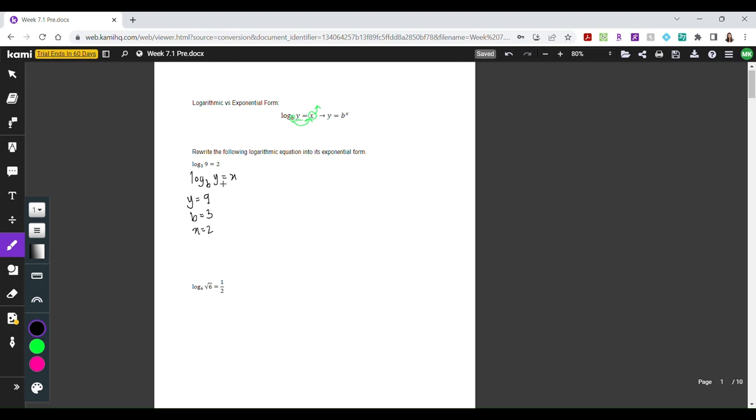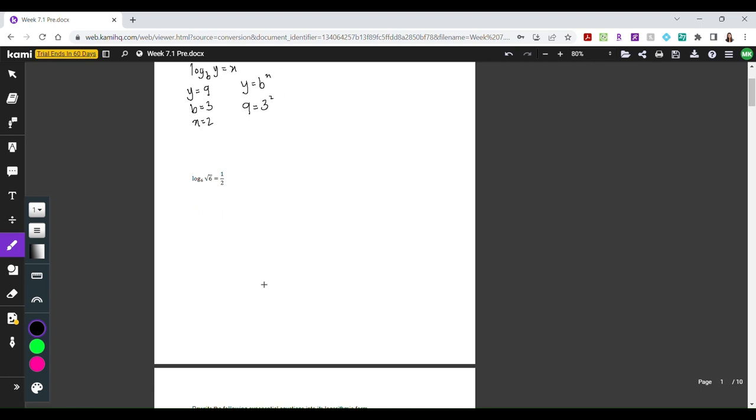When I want to write it as an exponential, I'm going to write it as y equals b to the power of x. So if I plug that all in, I have 9 equals 3 to the power of 2. See how b gets bumped up, the x becomes the exponent, and y stays the same as it is.